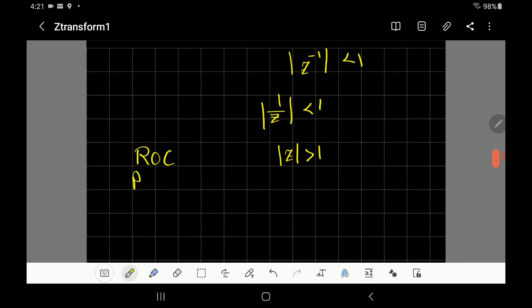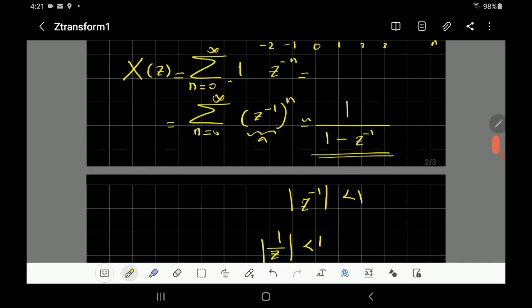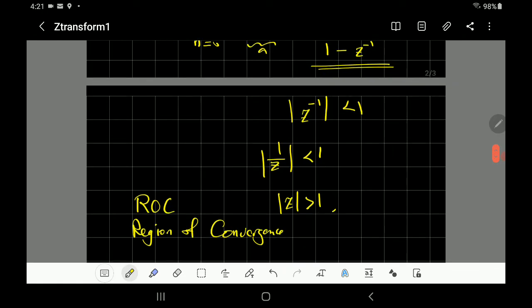What does it mean? Region of convergence. It means this expression is not valid except only if this condition is valid, except if the magnitude of z lies in the region of convergence. This is the region of convergence.